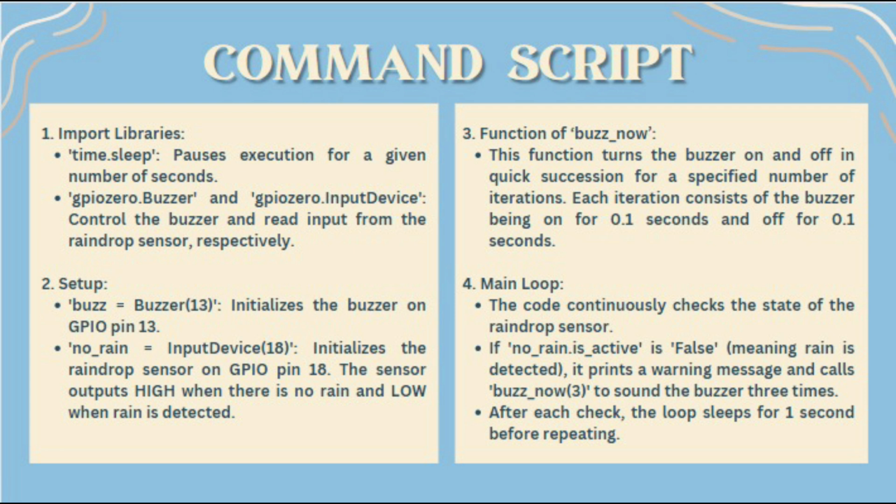Next, for the function buzz_now, this function turns the buzzer on and off in quick succession for a specified number of iterations. Each iteration consists of the buzzer being on for 0.1 seconds and off for 0.1 seconds. And lastly, for the main loop, the code continuously checks the state of the raindrop sensor. If no_rain.is_active is false, meaning rain is detected, it prints a warning message and calls buzz_now(3) to sound the buzzer 3 times. After each check, the loop sleeps for 1 second before repeating.